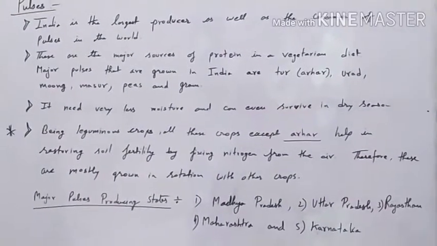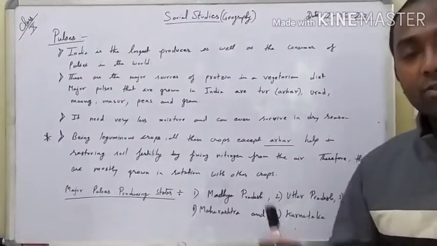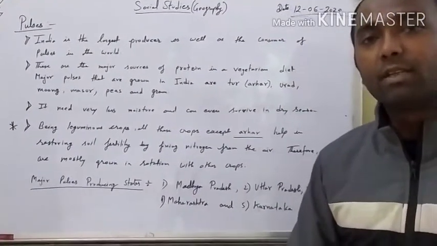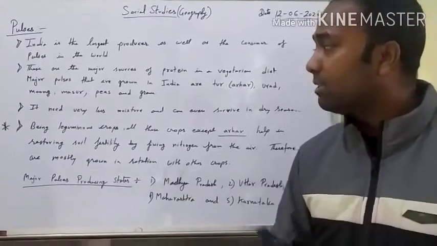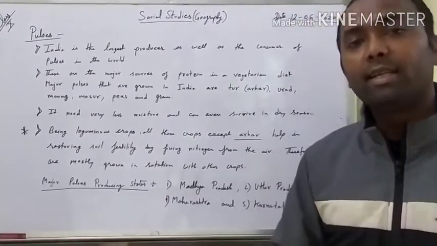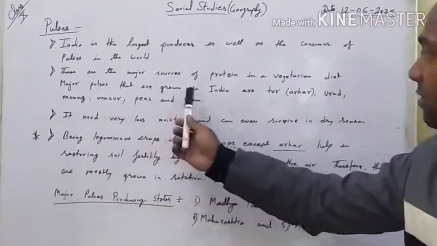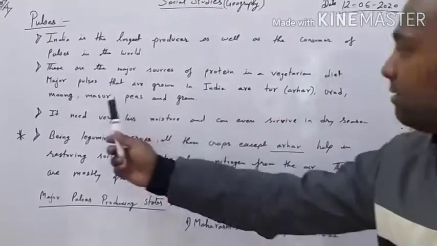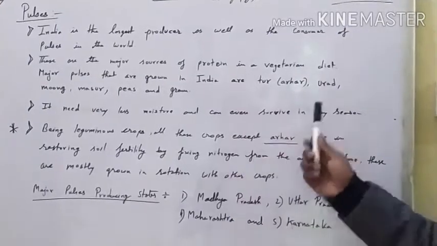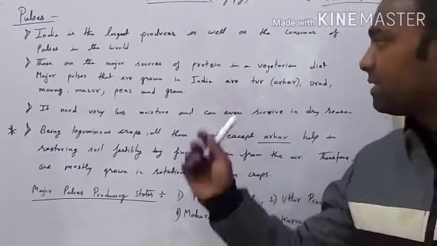So this is all for today. We have discussed some of the major crops as well as pulses. With this I would like to end the session here, and I want you all to revise the concept once again and practice for your coming online examination. One more thing I would like to tell you regarding major pulses grown in India: there are tur, urad, moong, masur, peas, and gram. Now you have to recognize which crops are grown in the summer season and which crops are grown in the winter season. This is the task for today.